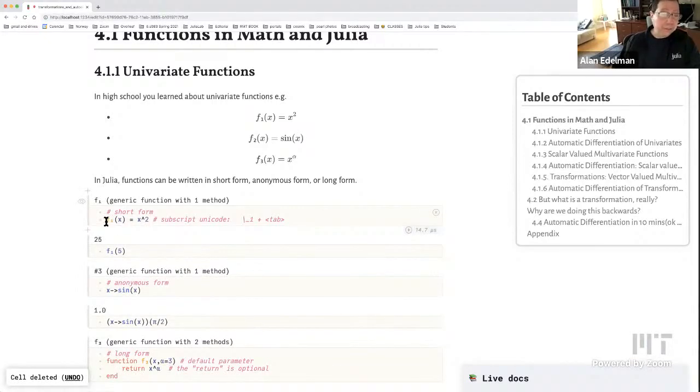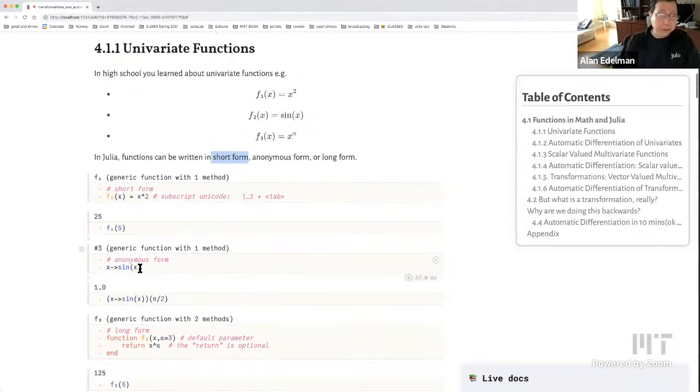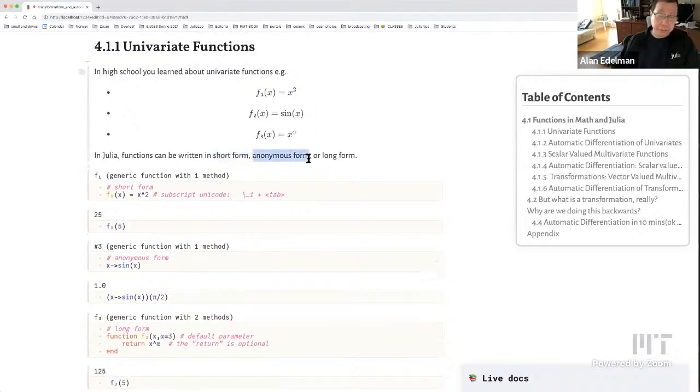Okay, so back to function calls, I can create the function x squared simply by saying f1 of x equals x squared, and then you can see f1 of 5 is 25. Okay, so that's one way. That's the short form way of writing a function. And the short form, as you might expect, is a handy method for defining a function when it's not a very complicated function. When you can do it with one expression or two, that's usually when you use the short form. Then there's the so-called anonymous form.